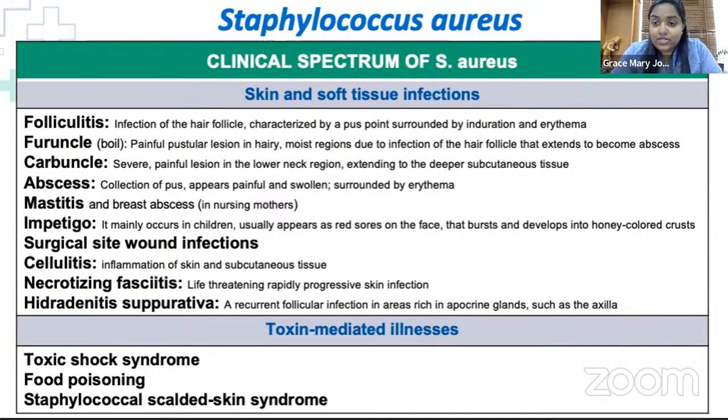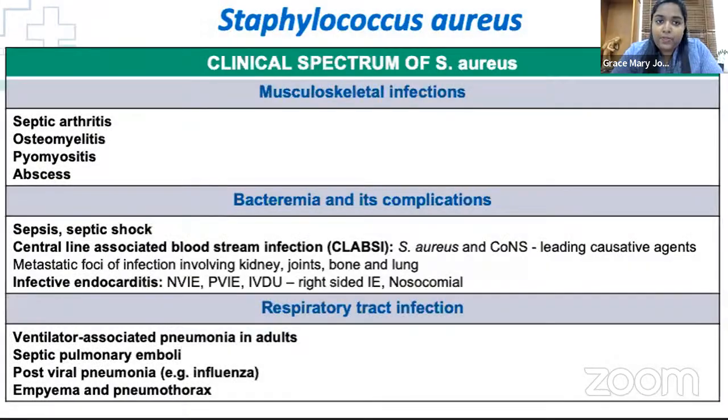Then toxin mediated, they can cause toxic shock syndrome that I've told you about, food poisoning, staphylococcal scalded skin syndrome. When it comes to the musculoskeletal infections, from septic arthritis, osteomyelitis, pyomyositis, again, abscess like the case that we saw, the humerus having pus collection. So abscesses within the musculoskeletal system, within the bones, can happen. Then bacteremia, definitely, because once the bug enters your body, if it goes into your blood, from that blood it goes everywhere, from your heart to your meninges to your lungs, anywhere you can think of, and starts creating abscesses. That is one reason why we say that when you have Staph aureus bacteremia, you have to treat this very aggressively and very seriously.